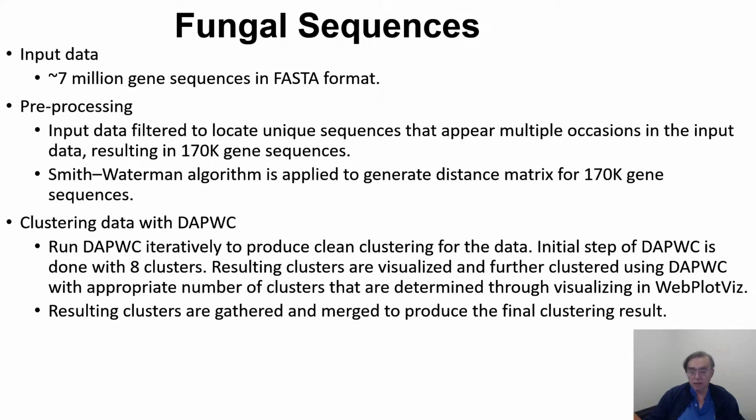So we have fungi data, and we had 7 million sequences originally. FASTA is the standard way of recording sequence data where you have 4 characters for each position in the sequence. We first removed duplicate sequences, and then we applied the Smith-Waterman algorithm to generate a 170,000 by 170,000 distance matrix, which we just store on disk and read in every time. Our program is called DAPWC, for deterministic annealing parallel clustering.